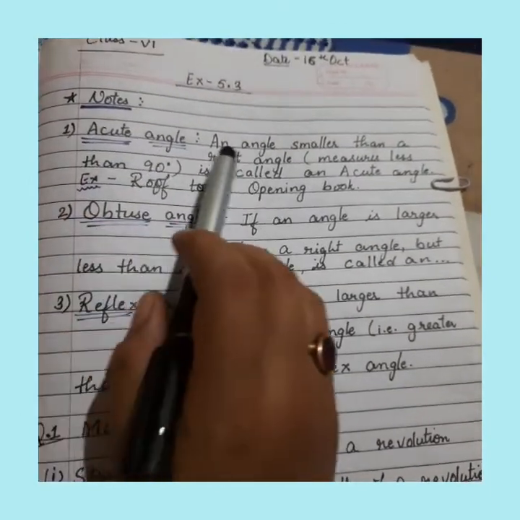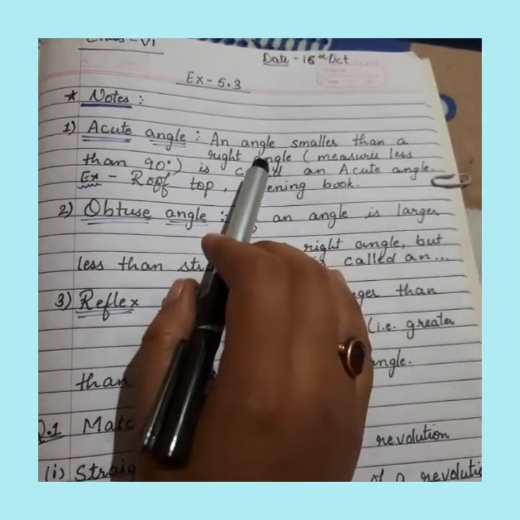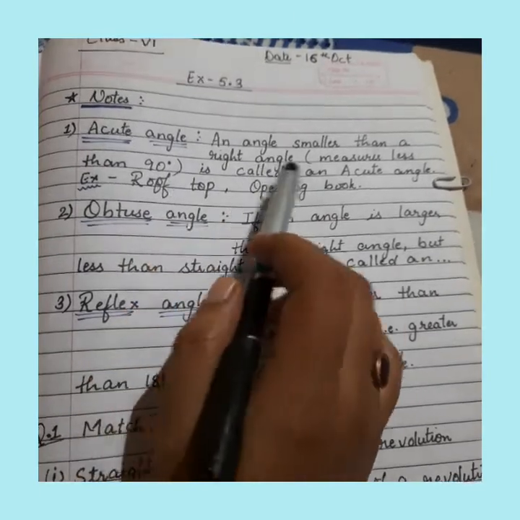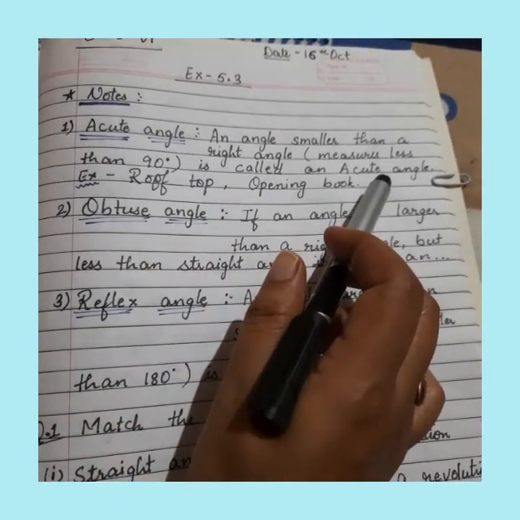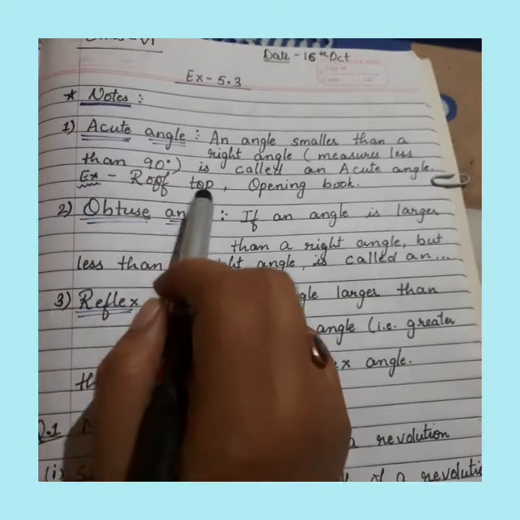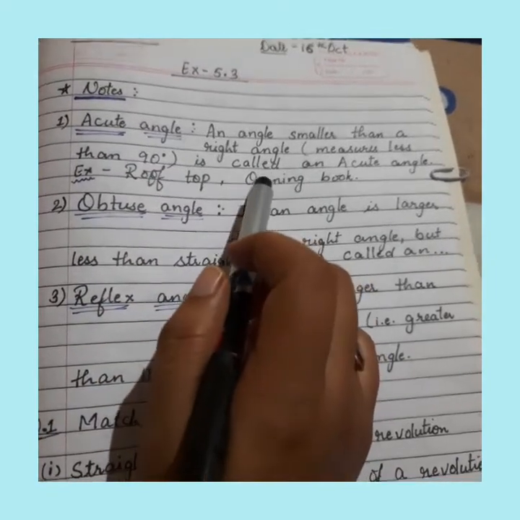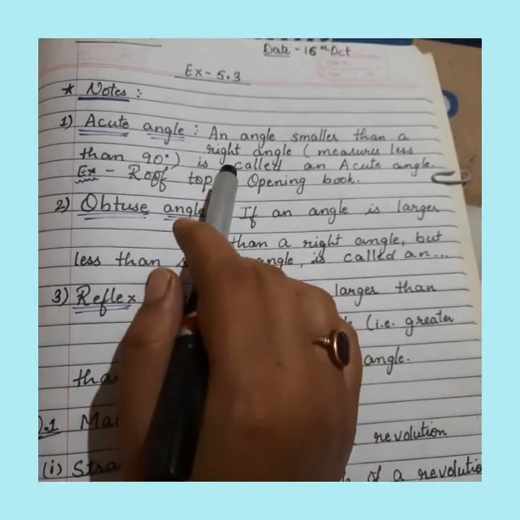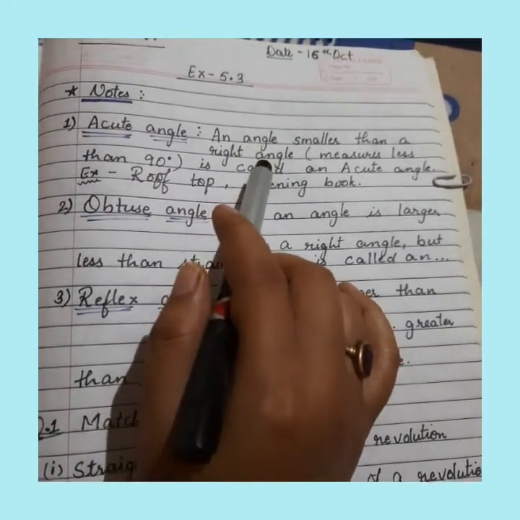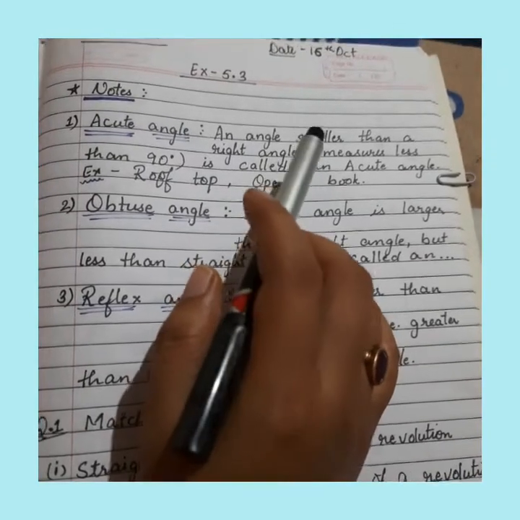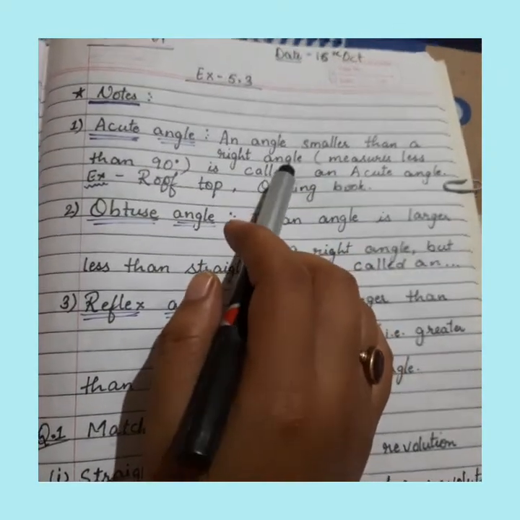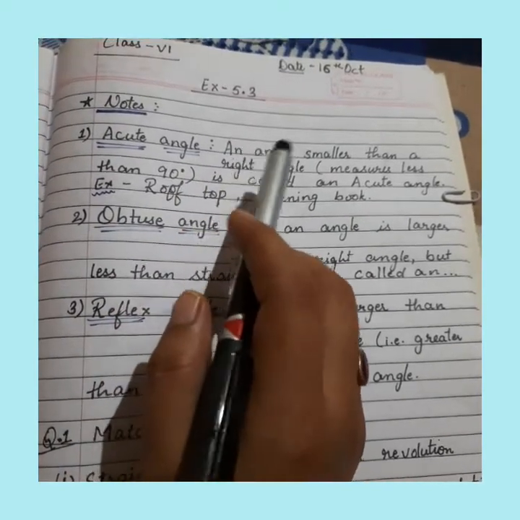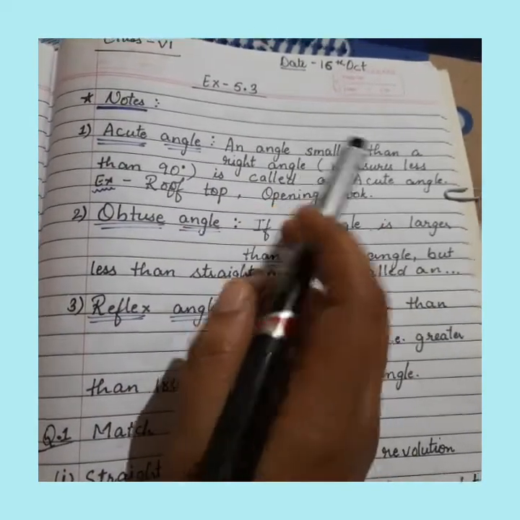Acute angle: an angle smaller than a right angle, which measures less than 90 degrees, is called an acute angle. For example, a rooftop, an opening book, a seesaw, etc. So in short, keep in mind any angle having a measurement less than 90 degrees is called an acute angle. It may be 40, 50, 60, 70, 49, 89, like that.